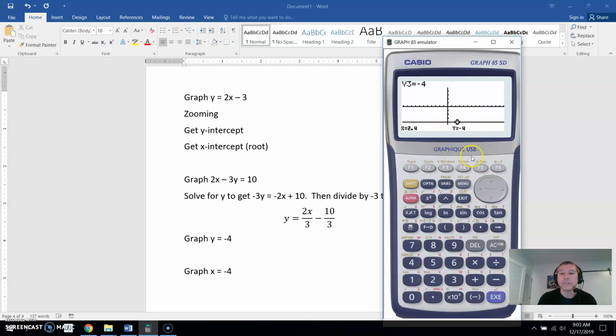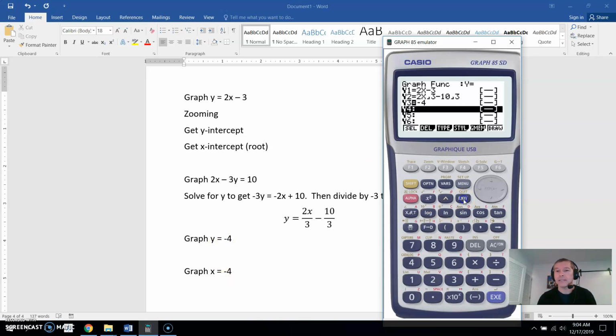So when you have y equals a number, you just get a horizontal line, and this would be a horizontal line at a height of -4. Let's graph the next one, x equals -4. So I'll hit exit. Now, how do you type in x equals -4 when they all start off with y?